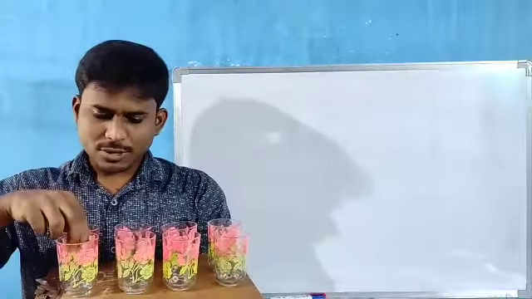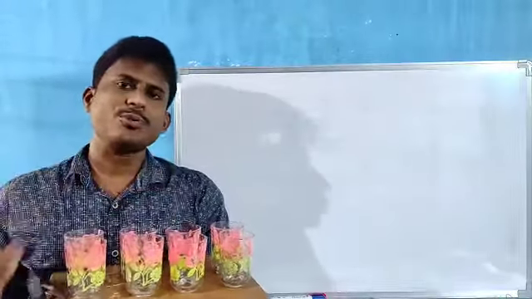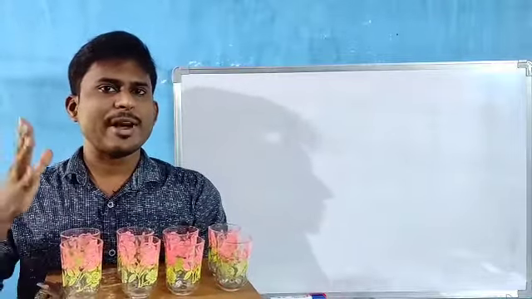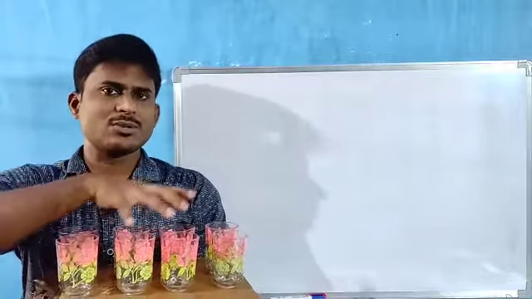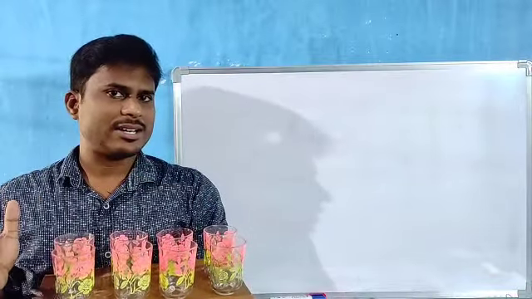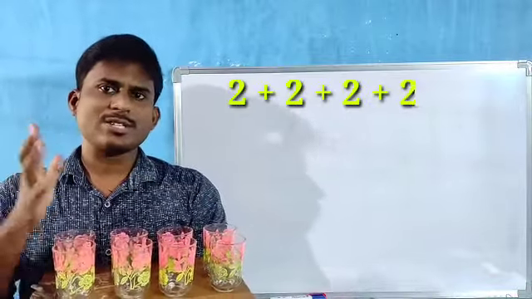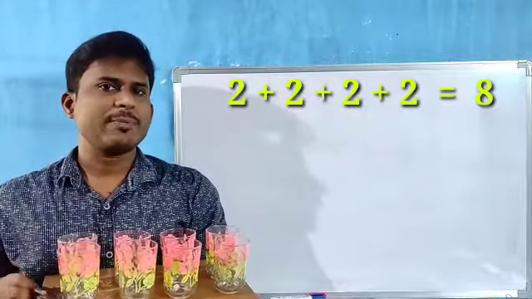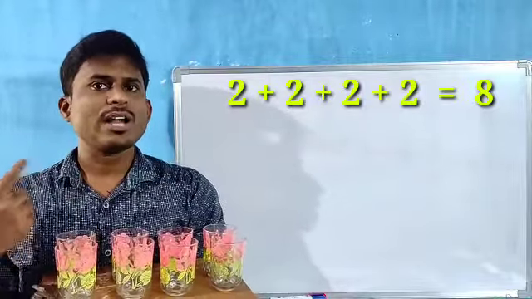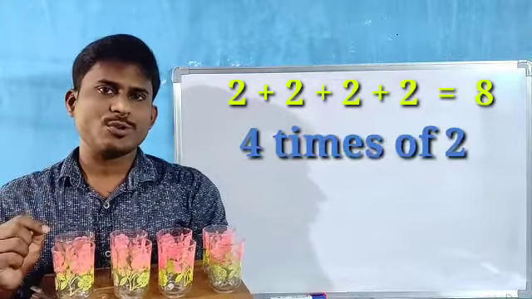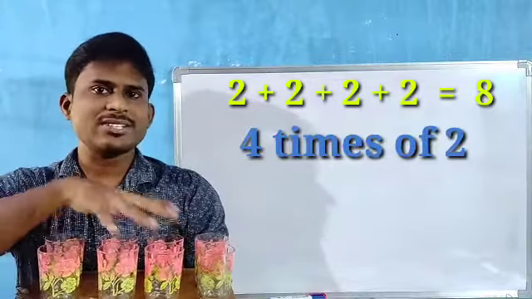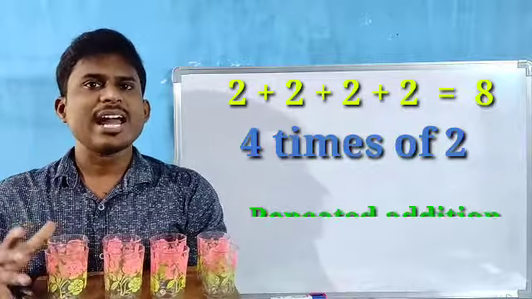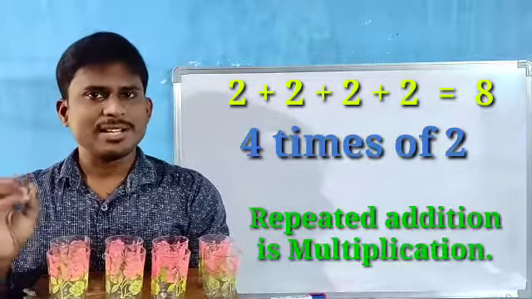See, 2, 2, 2, 2. So I arranged the glasses in groups of 2. Means I am adding 2 glasses, 2 glasses, 2 glasses repeatedly, children. So 2 plus 2 plus 2 plus 2. How many times did I repeat, children? 4 times I repeated. And what number did I repeat 4 times? 2. This is called repeated addition, children. Means repeatedly I am adding the same number. And see, children, repeated addition is nothing but multiplication.